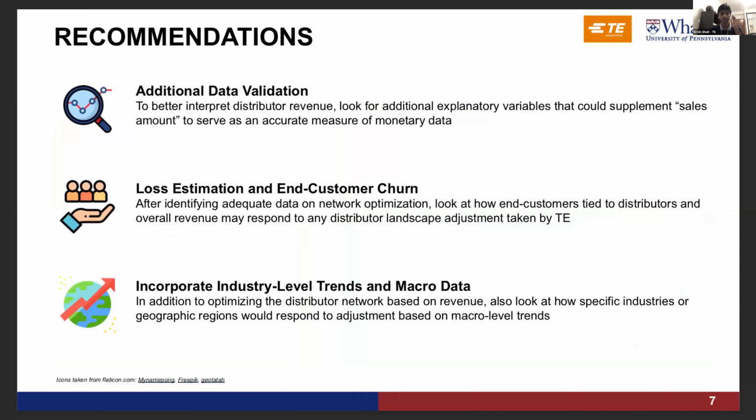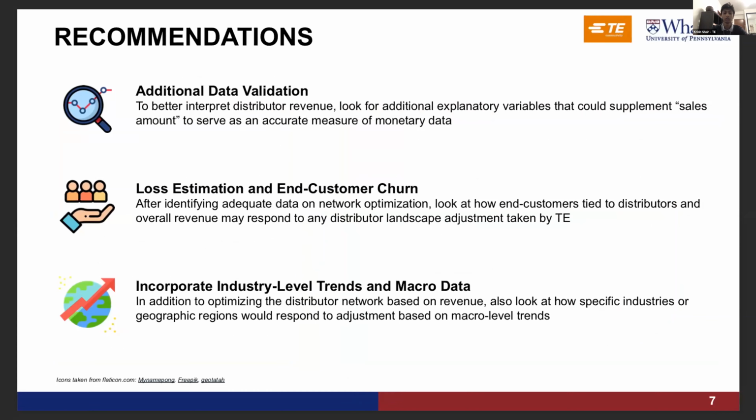And so finally, onto some recommendations for TE going forward. First, there's some additional data validation that needs to be done. We think that there are some data quality issues that TE can address to help to run the kind of analysis that they're looking for. As well, there's some interesting sales quantity and sales amount information that doesn't really match up. So we'd look to have this kind of data validation done on TE's end so that they can better conduct analysis in the future.